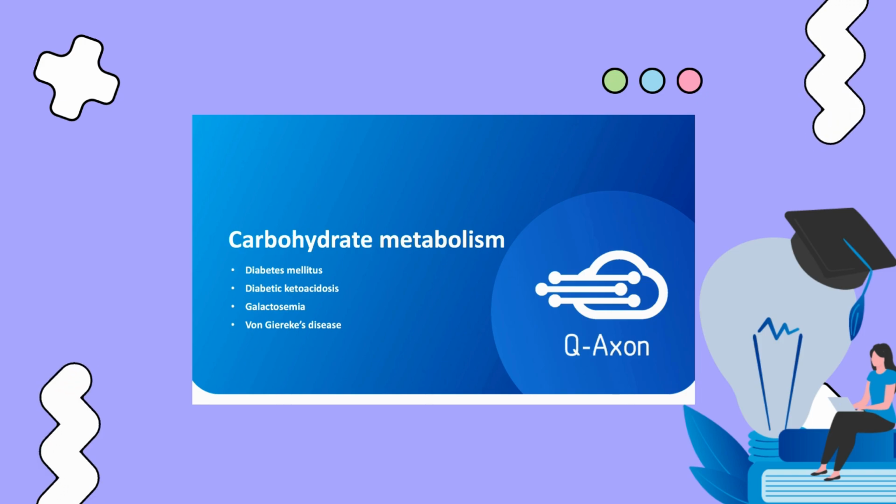So the main important diseases you have got to learn here for your level are diabetes mellitus, diabetic ketoacidosis, galactosemia, and von Gierke's disease. So, what you are supposed to know here: what exactly is diabetes mellitus, how it is caused, what is diabetic ketoacidosis, and what are the other disorders like galactosemia and von Gierke's disease. So, let's start with the cases.